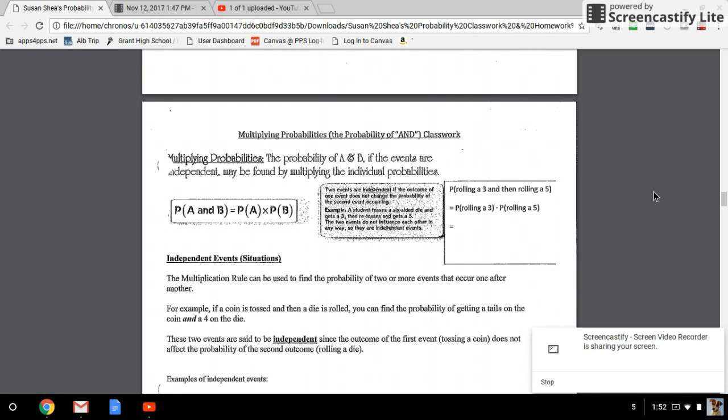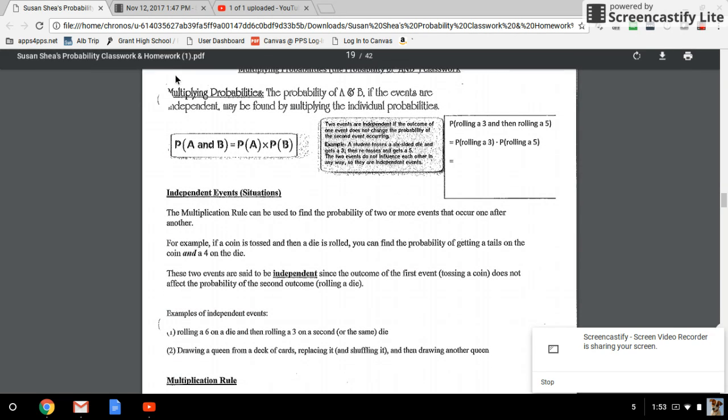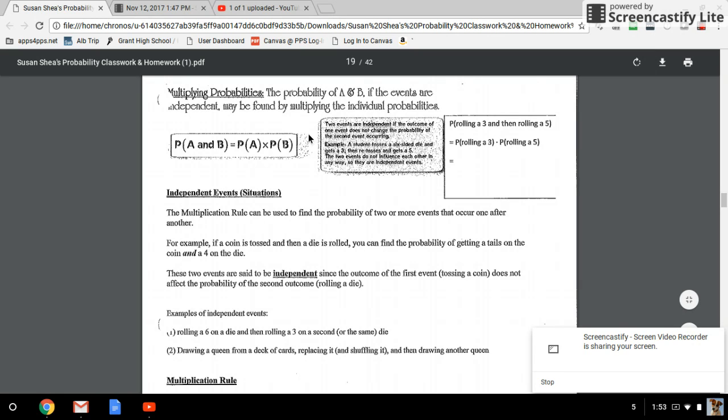That being said, multiplying probabilities: the probability of A and B, if the events are independent, may be found by multiplying the individual probabilities. What I really like is this "if they are independent." And I think that this is important to write down. Two events are independent if the outcome of one event does not change the probability of the second event occurring.